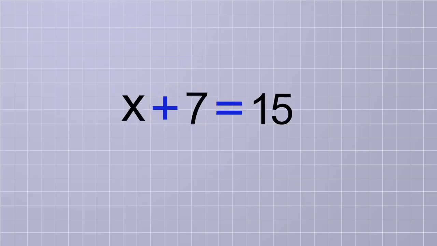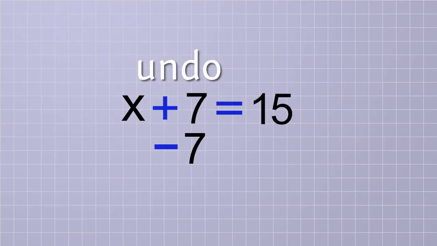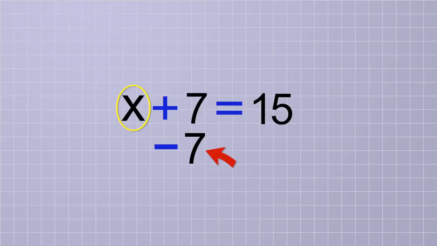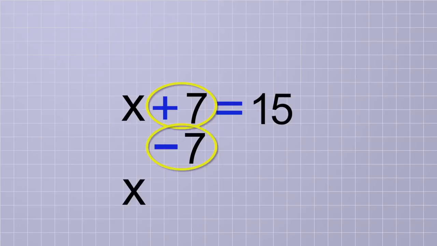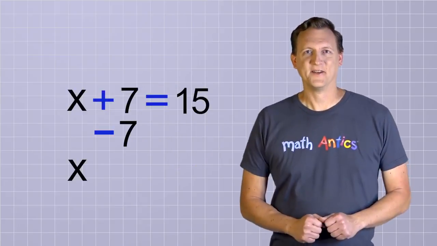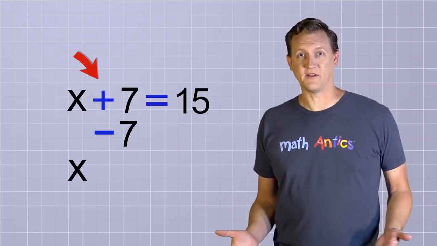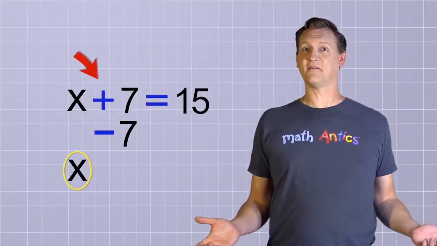Yes. Since 7 is being added to the x, we can undo that by subtracting 7 from that side of the equation. Subtracting 7 would leave x all by itself because x plus 7 minus 7 is just x. The plus 7 and the minus 7 cancel each other out. Okay, great. So we just subtract 7 from this side of the equation and x is all by itself.